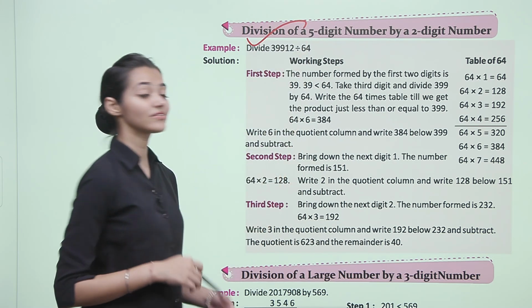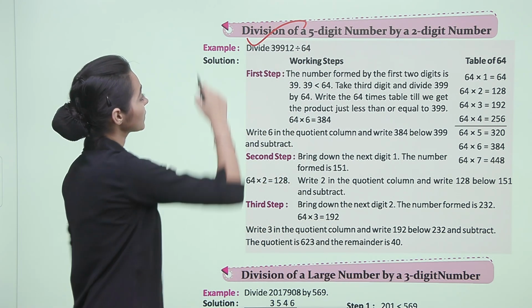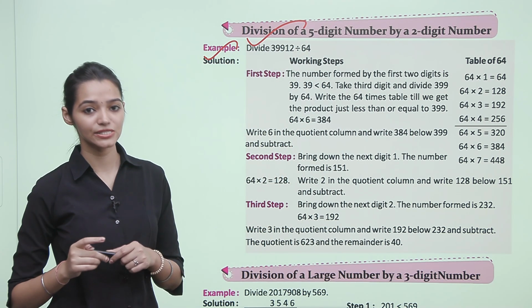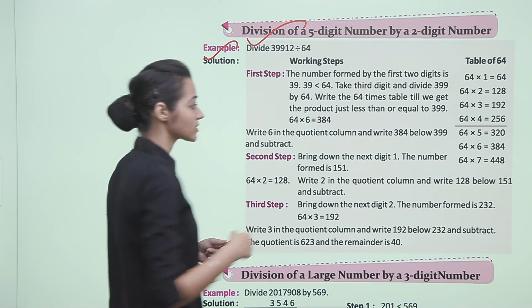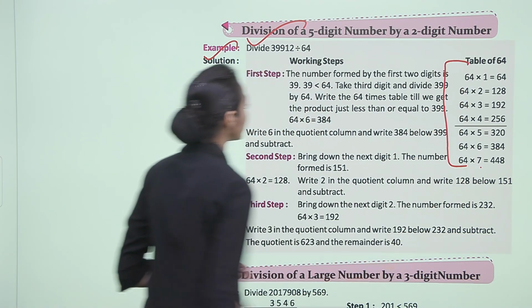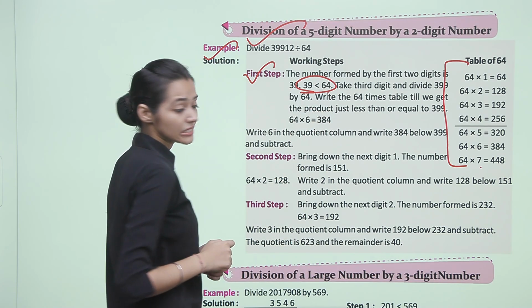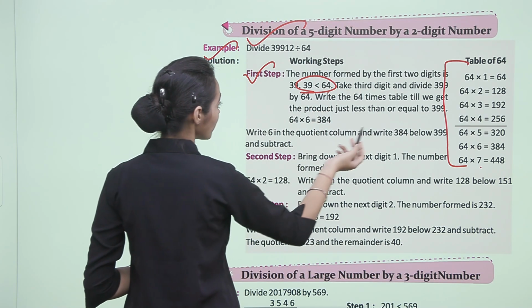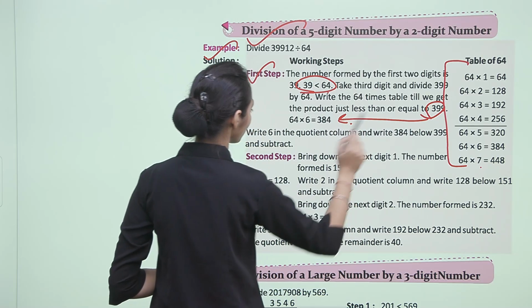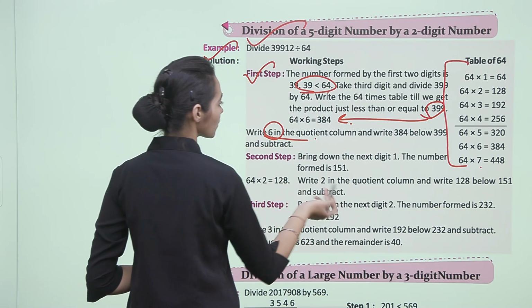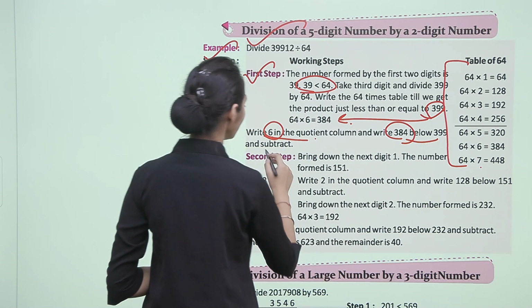Now division of a 5-digit number by a 2-digit number. Let's look at the example. We have to divide it by 64. What are the working steps? Firstly we will write our table of 64 here, then we will match it with the numbers. As 39 is less than 64, we will take one more number, then 399 minus 384 is possible. So that means we write 6 in the quotient column and 384 below 399.